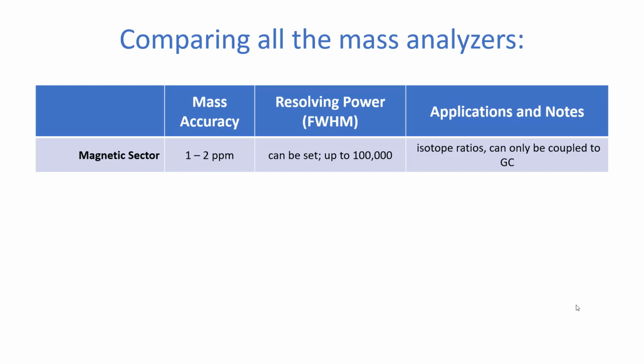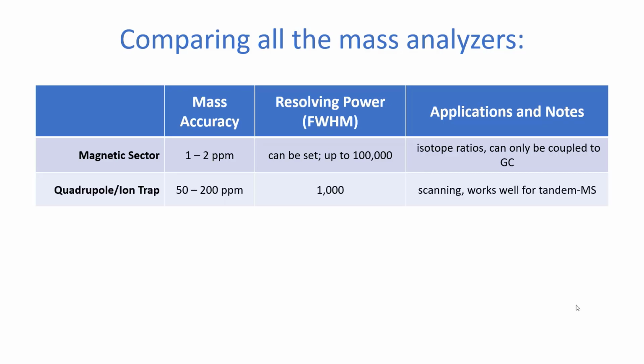That's why it's often applied to things that have very subtle differences in mass, like isotopes, so you can measure isotope ratios. And with this particular type of mass spec, which I mentioned before, it can only be coupled to a GC, which is a gas chromatography introduction system. You can also just do direct infusions with these, but you can't do LC.